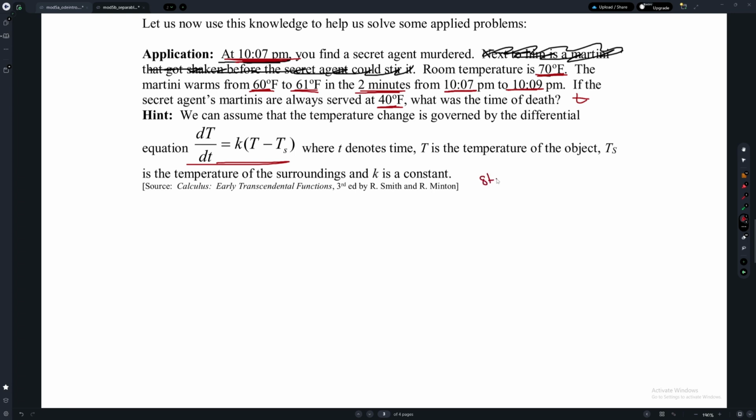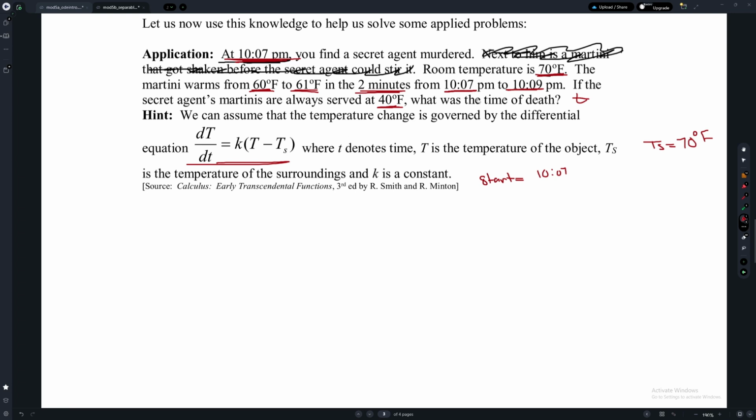So here we'll have a start, and this whole thing starts at 10:07, and at 10:07 the room temperature is a constant 70. I'm gonna write that on the side here. Whereas this object Ts is the room, the surrounding. So Ts equals 70 degrees Fahrenheit. This is constant, it doesn't change. The room temperature doesn't change.